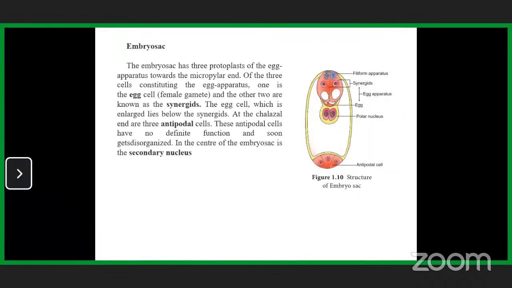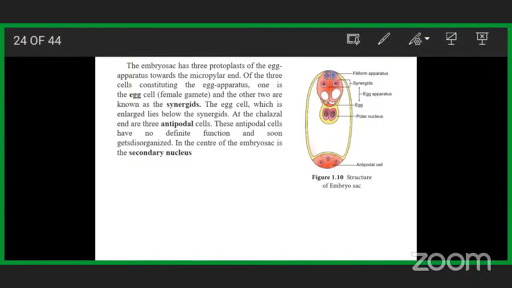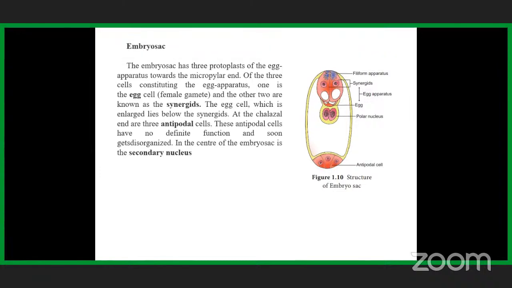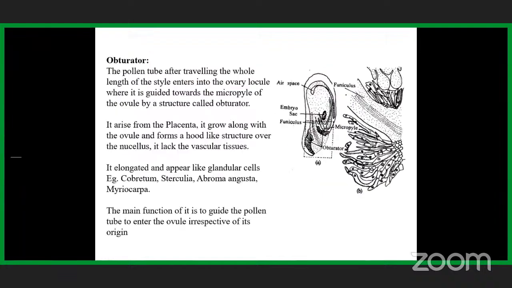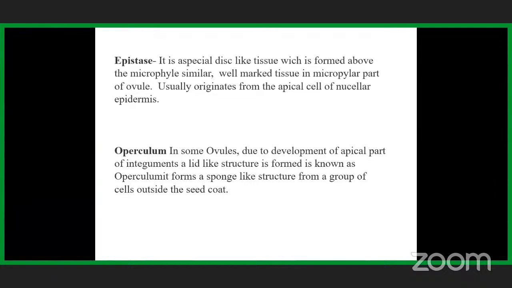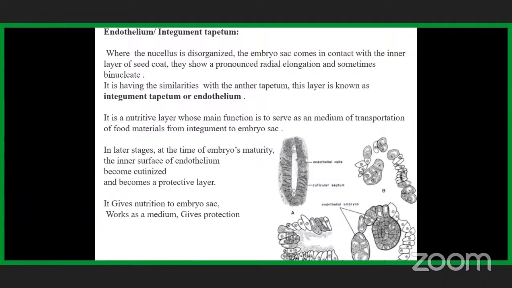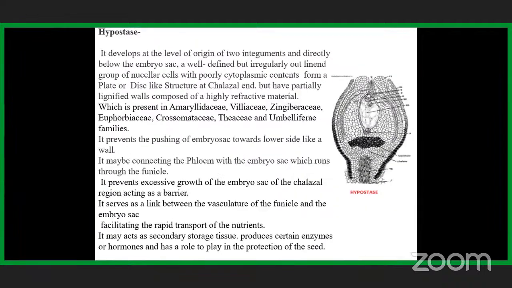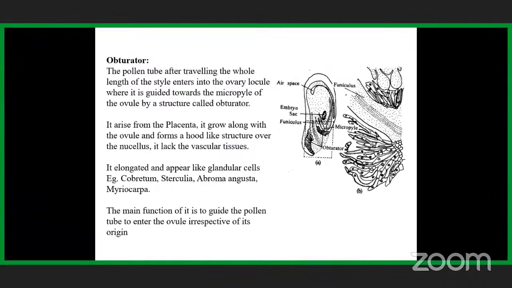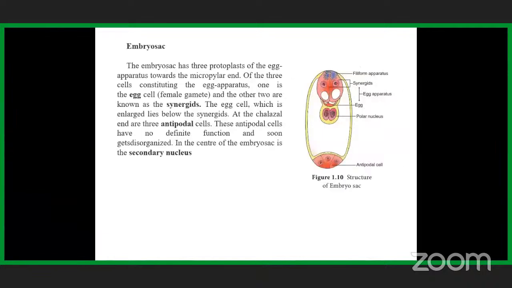Integument, nucellus, and extra integumentary parts. What are those? Aril, caruncle, coma. Epistase, hypostase. Operculum, obturators. Okay, and integumentary tapetum, also called endothelium.